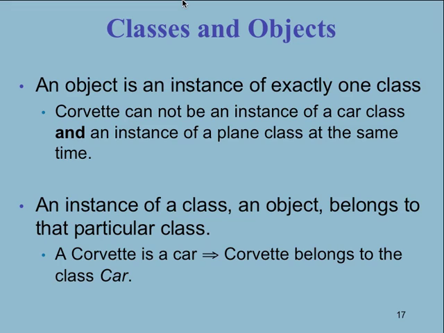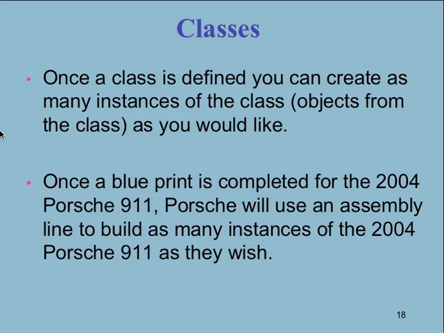It's kind of like how people don't know that a string is a string. It's a string object, so they can run methods on the string, but they think it's a character array or something, or they don't understand that there are methods associated with it. So classes and objects. The object is an instance of exactly one class. In C++, we have single lineage, with multiple inheritance. So an instance of the class is an object that belongs to a particular class. So the Corvette is a car, so the Corvette belongs to the car class.